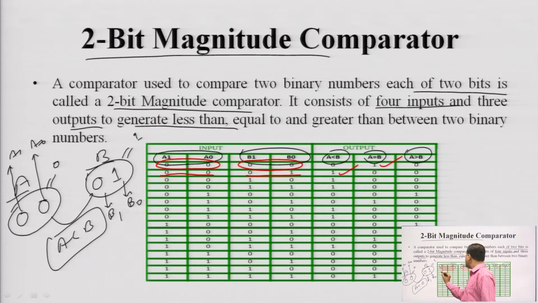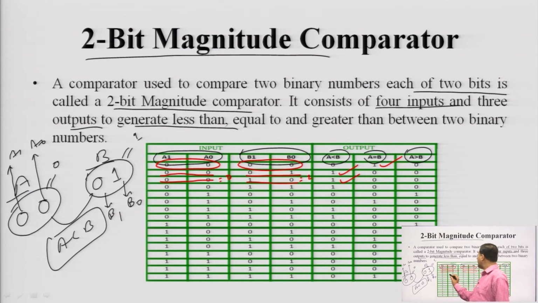Like that, suppose this is 0 0 and this is 1 0. Again 0 0 is nothing but 0 in decimal and 1 0 is nothing but 2 in decimal. So, 0 is less than 2. So, means A is less than B. So, here we will be putting 1.